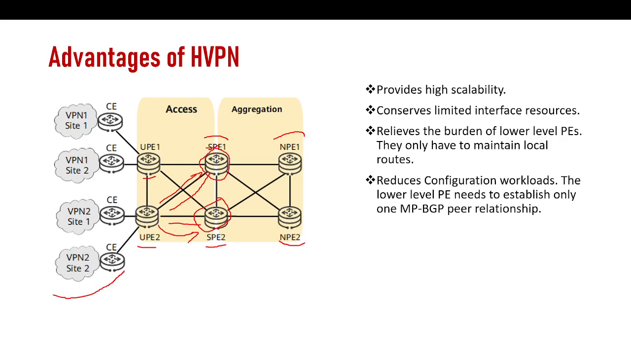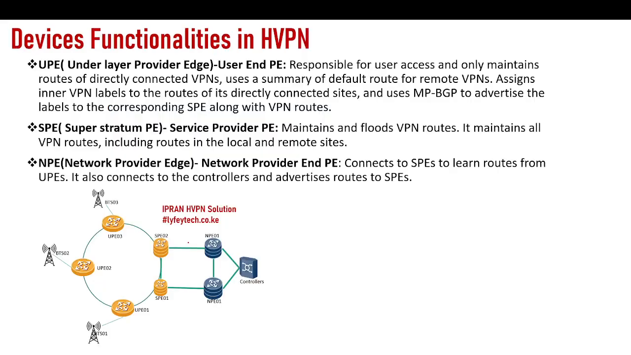So these are the advantages. Scalability, conserves limited interface resources, relieves the burden of lower level PEs, reduces configuration workload, and even it's very easy to manage the routing information. Remember, we have different models of HVPN, which we'll discuss. You can be only forwarding the default route to the UPE. It doesn't have to handle any other route. So that's why it only maintains the local routes and reduces the pressure, because it doesn't have to process so many routes that are coming from the other PEs, the aggregation PEs.